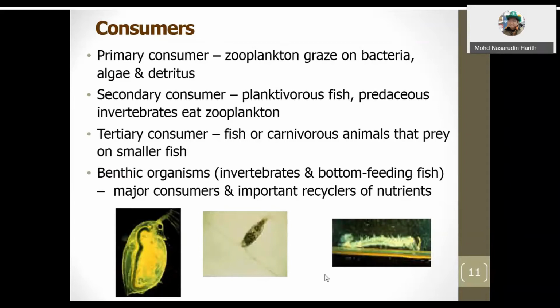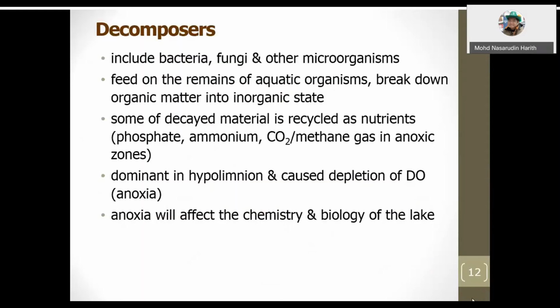Some genera that potentially produce cyanotoxin are Anabaena and Microcystis. Consumers consist of primary consumers, which are zooplankton that graze on bacteria, algae, and detritus. The secondary consumers are planktivorous fish and predaceous invertebrates that eat zooplankton, and the tertiary consumers consist of fish or carnivorous animals that prey on smaller fish. Consumers can also come from benthic organisms, which are invertebrates and bottom-feeding fish, and they are major consumers and important recyclers of nutrients.